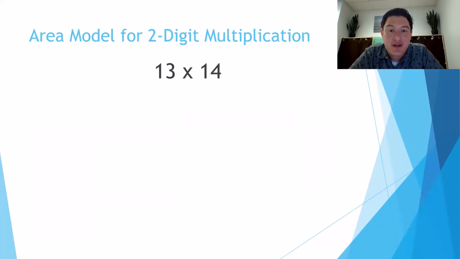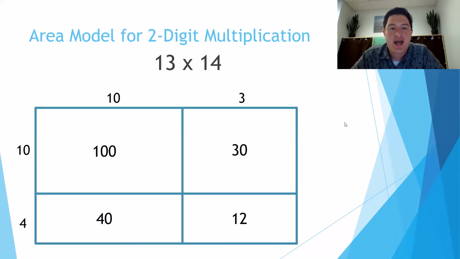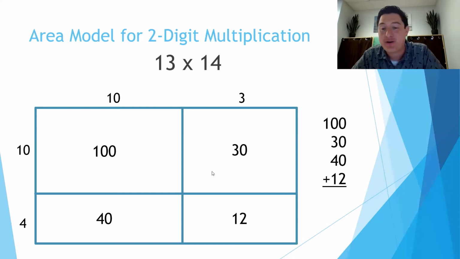All right, so if you are watching this, that means that you did 13 times 14. So here's what I got for 13 times 14. I broke up the 13 into 10 and 3. You can see that over here. And then the 14, I broke it up into 10 and 4. And then I got 100. 10 times 3 is 30. 10 times 4 is 40. And then 4 times 3 is 12. I added up all those, 100 plus 30 plus 40 plus 12. And I got 182. Is that what you got?